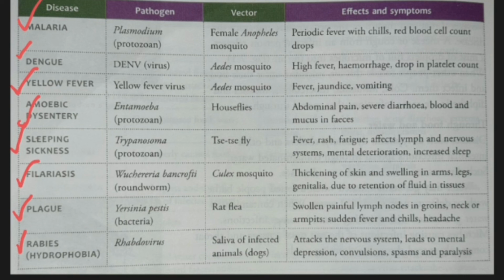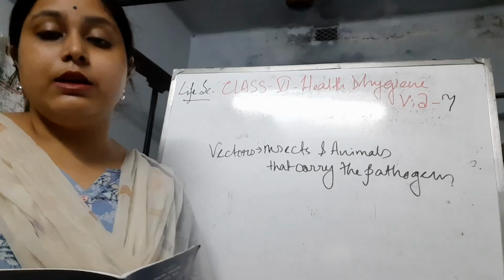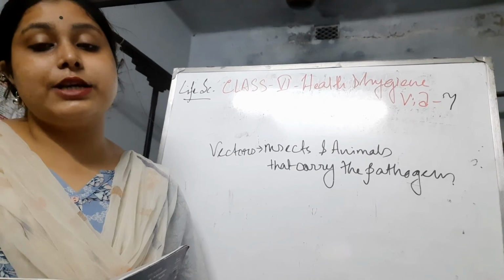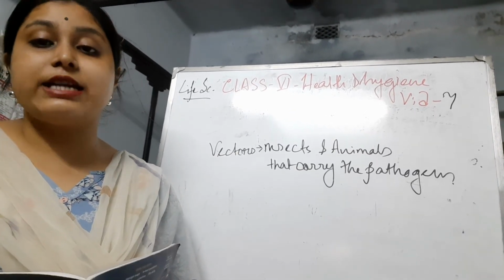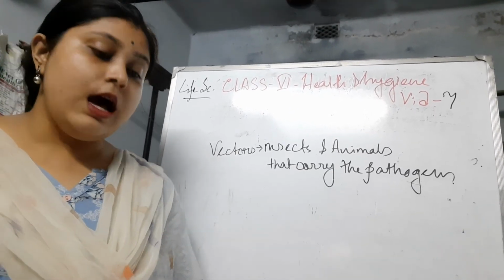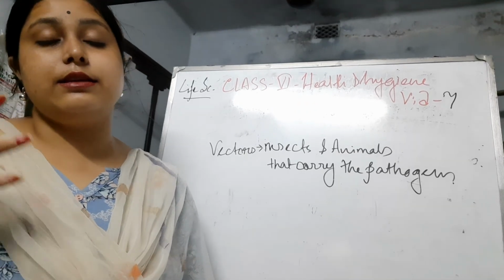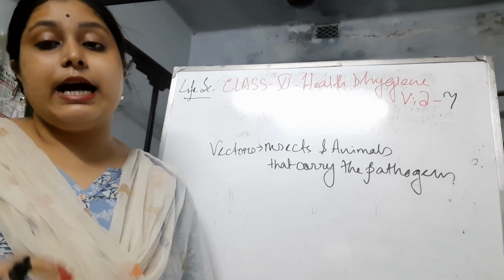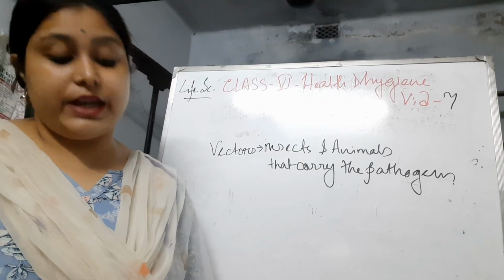So this is all about vector-borne diseases and their effects and symptoms. Jot them down together. Students, I think you understood about vector-borne diseases. In the next video, we are going to learn how to control the contamination of diseases and how to control and prevent communicable diseases.